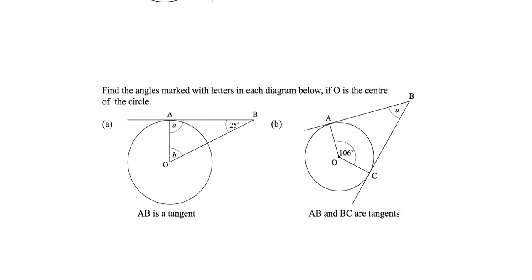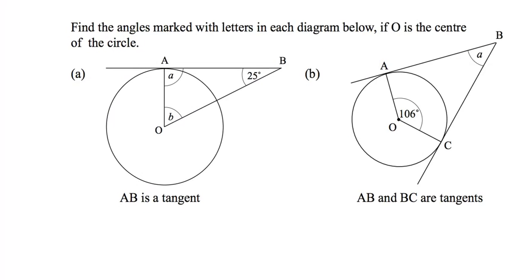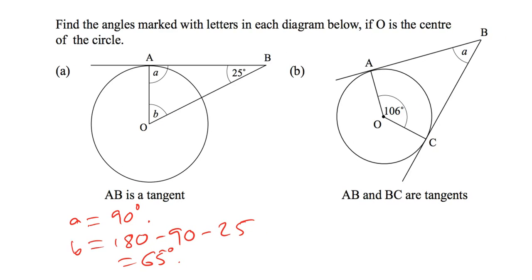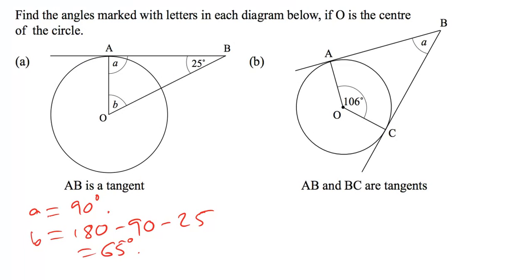Right, so let's take a quick look at what a question might look like in a simple sense. So the first one on the left-hand side, again, we can see straight away that A is going to be equal to 90 degrees because it is a radius touching a tangent. If I wanted to work out B, I am going to do 180, take away 90, take away 25, it's going to give me 65 degrees.